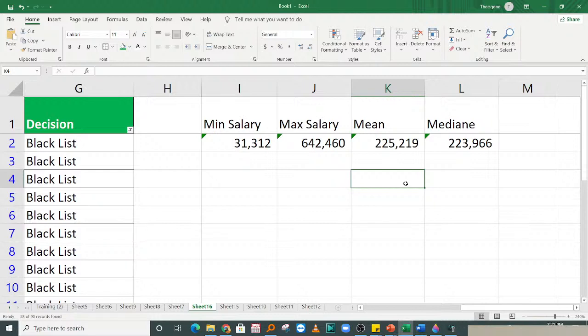Instead, so you see the mean and the median, they are approximately the same.